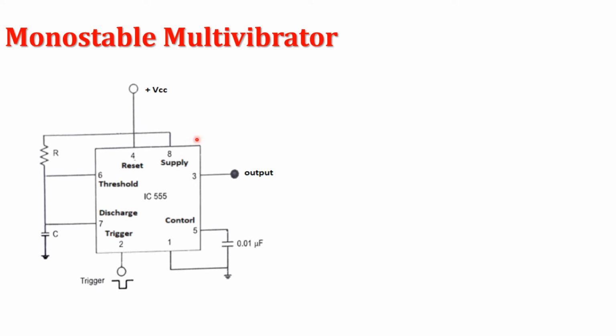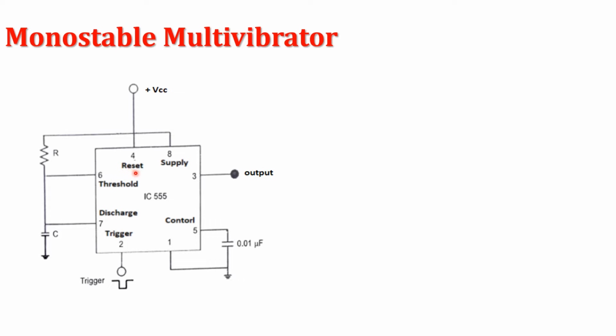Monostable multivibrator is another electronic circuit designed with IC555. Its name is monostable since it has only one stable state, and it is also known as a one-shot multivibrator. Now, its circuit diagram is shown here.